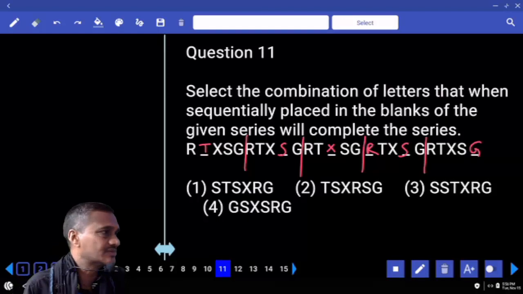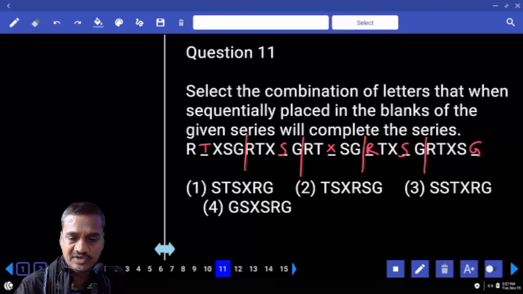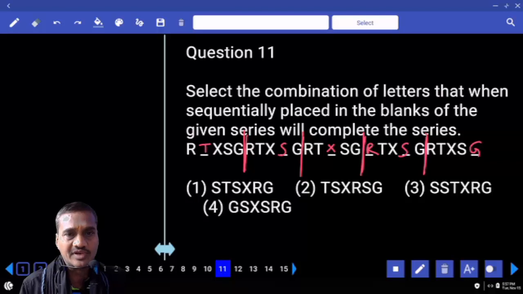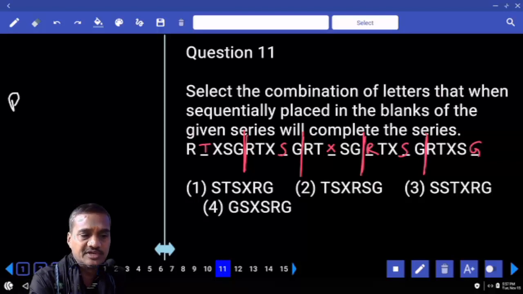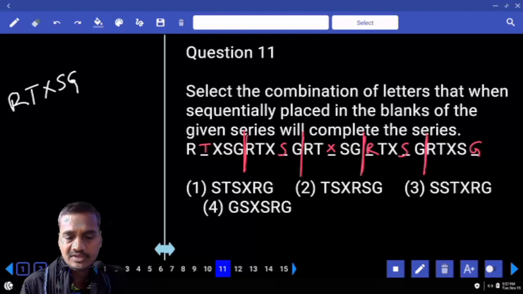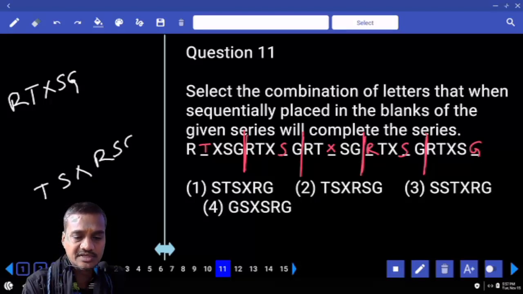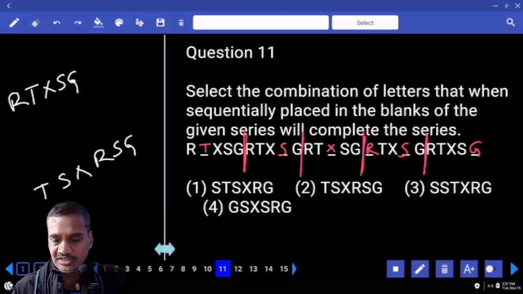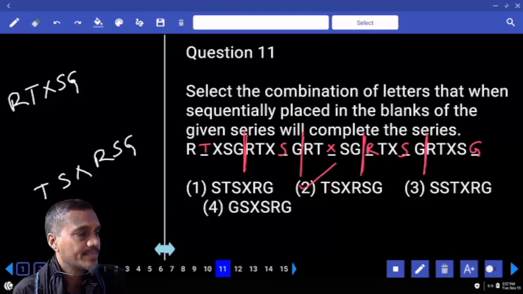How many elements are there? 25. 25 can be written as 5 into 5. Hence we have divided this sequence into 5 groups, each group consisting of 5 letters. Hence which term is repeated? RTXSG is the term repeated. Then what are the missing letters? TSX, RSG. TSX, RSG, choice 2.